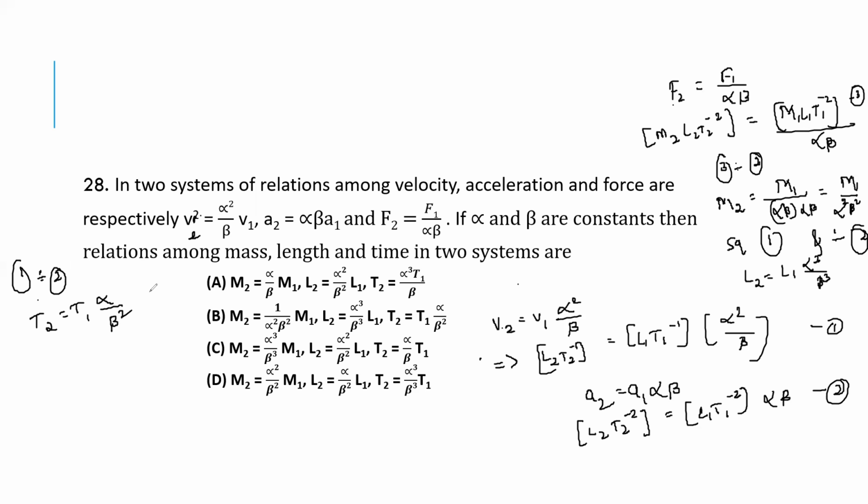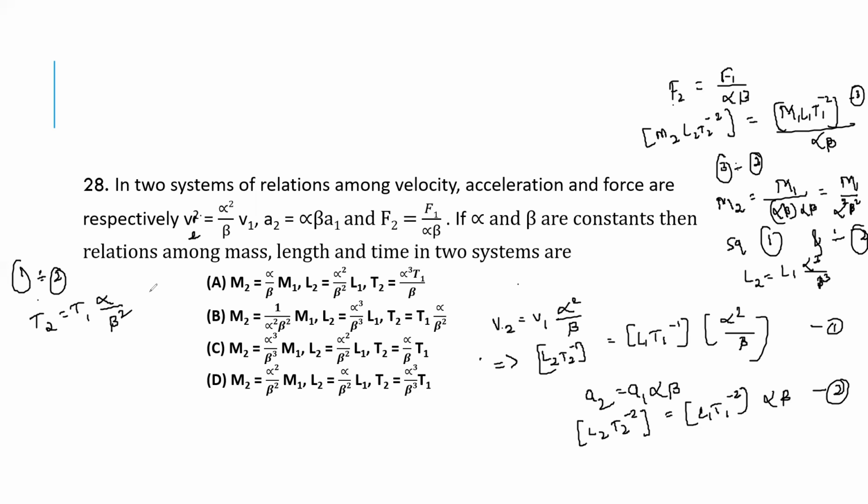Okay, M2 is equal to M1 divided by alpha square beta square, and L2 is equal to L1 alpha cube by beta cube, and T2 is equal to T1 alpha divided by beta square. So we can use the given equation.